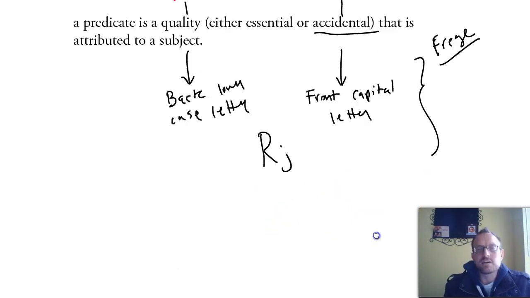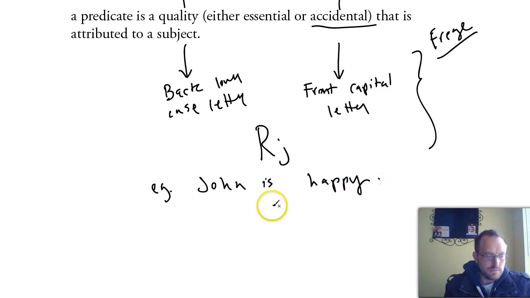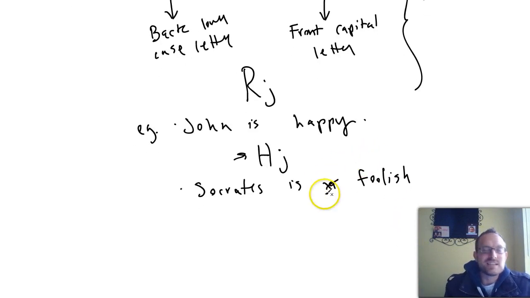So let's give another couple of examples. What if we said John is happy? How are we going to symbolize that sort of statement? Well, we're going to put capital H, J. HJ, that's how that gets symbolized. Let's do another one. What if we said Socrates is foolish? Now, obviously, in philosophy, we don't believe that, but how do we symbolize that? We'd symbolize that with FS.